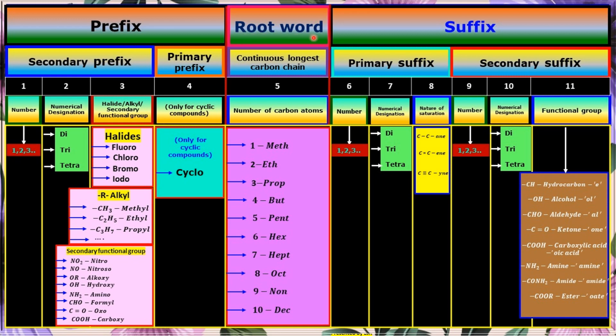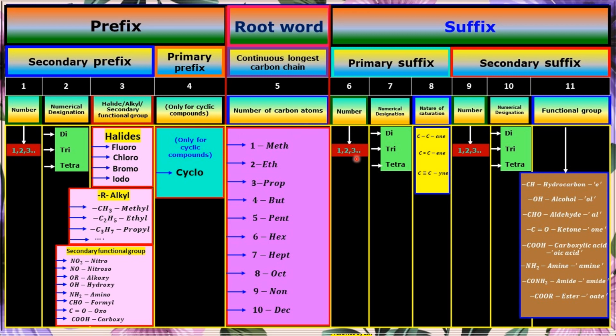And here is the root word. Depending upon the number of carbon atoms in the longest chain, the root word is decided. If only 2 carbon atoms are there, it is eth; 3 carbon atoms, prop, like this. And we have the suffix. There are two suffixes, primary suffix and secondary suffix. You can see here actually there are 11 parts in the IUPAC structure.